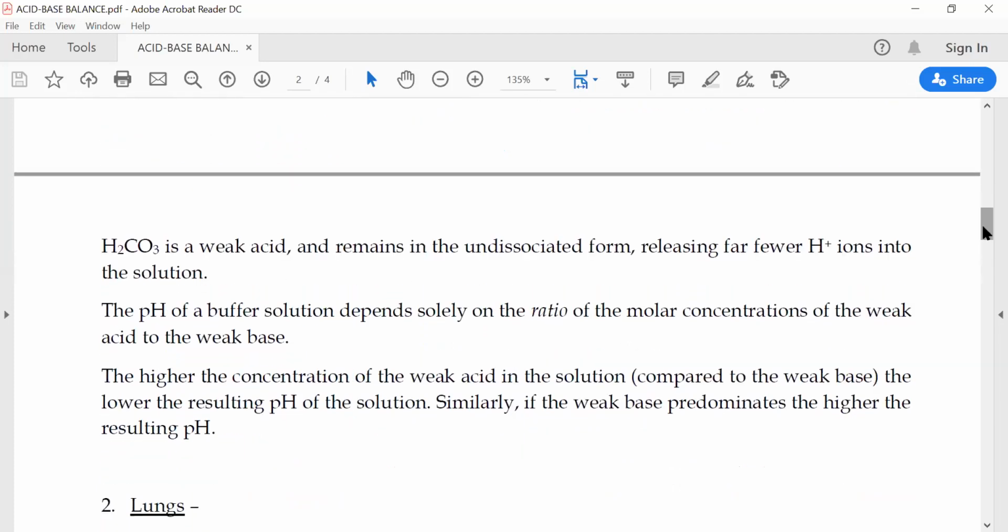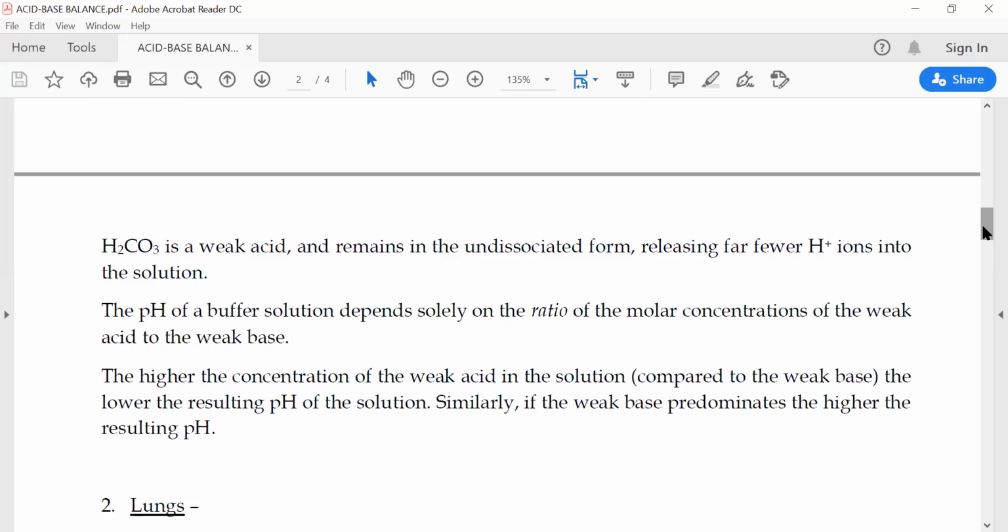Now, the pH of the buffer solution depends upon the ratio of the molar concentrations of weak acids and weak bases. What is the concentration of weak acids to weak bases? That is going to determine the pH of the buffer. For example, if the concentration of weak acid is higher, then the pH of the buffer system is going to be lower. And if the concentration of weak base is higher as compared to the weak acid, then the pH of the buffer solution is going to be higher.